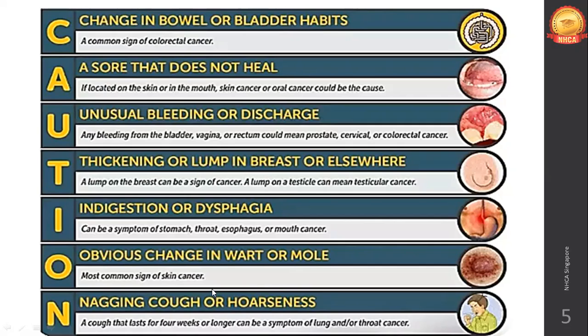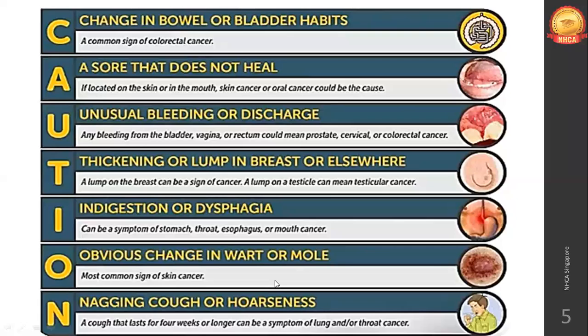O stands for obvious change in a wart or mole, a natural mole which you may have had since your birth. Okay, there is some change in that. Okay, that is a common sign of skin cancer. It may be that the edges of your mole, or the edges of the wart which you have on your body, become roughened. Okay, that could be a sign of skin cancer. And skin cancer is very rare in the Indian population. It is commonly seen in Caucasians and in the continent of Australia. Okay, they have the highest cases of skin cancer.